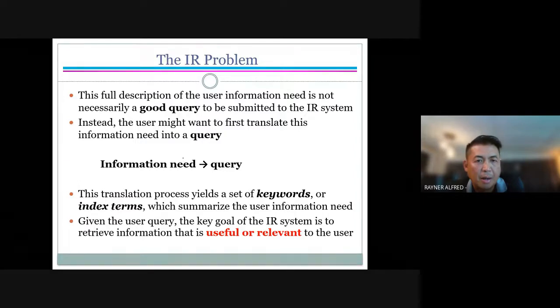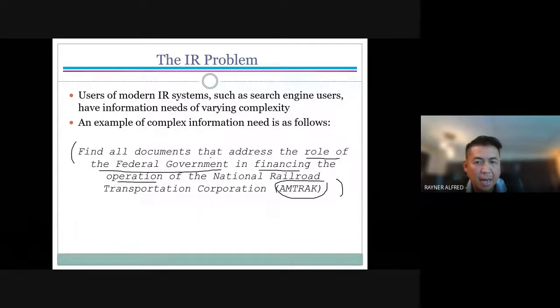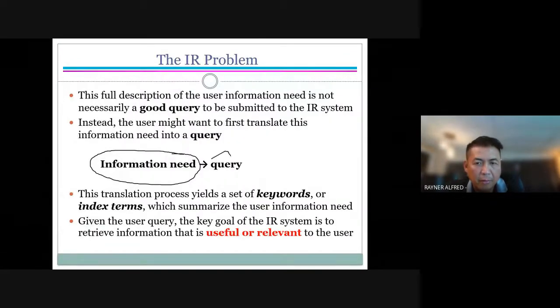So this is the information that we need. How do we transform them into a query? The query is just simply like when you use Google, you type in your keywords. So that is the query that you are typing in. Hopefully, your query can be used to answer the information that you need.